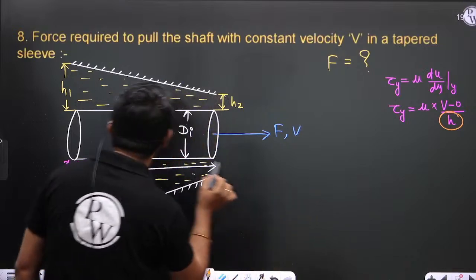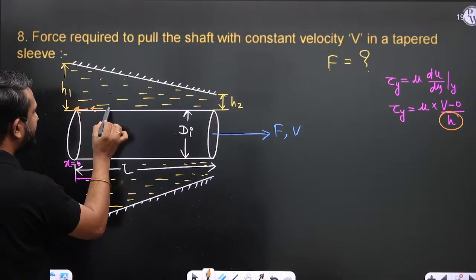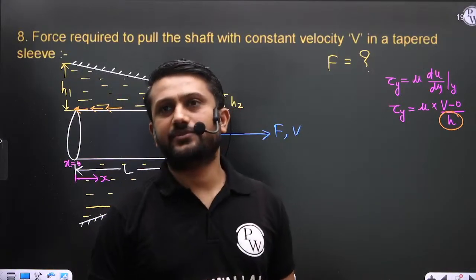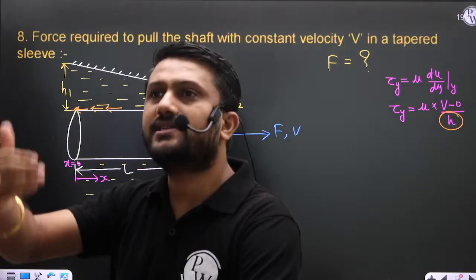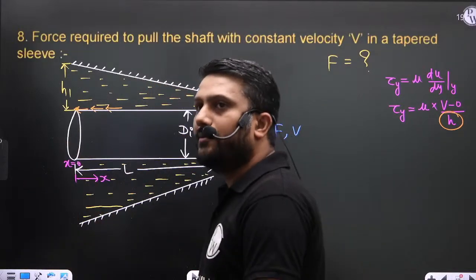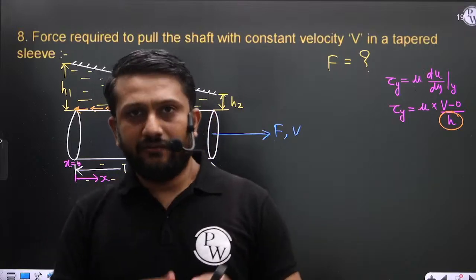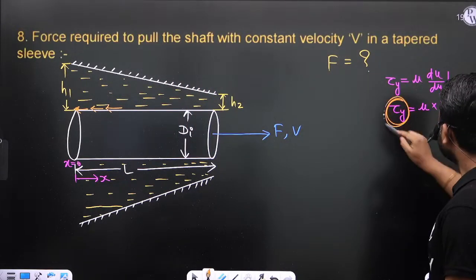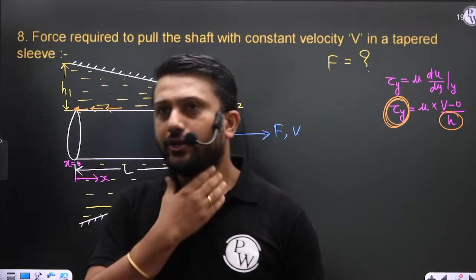If I'm talking about the shear stress at different positions, it is not the same. Shear stress is also changing with respect to x, because h is changing with respect to x. So whenever you get such a problem where the dependent quantity is continuously changing, what do you do?